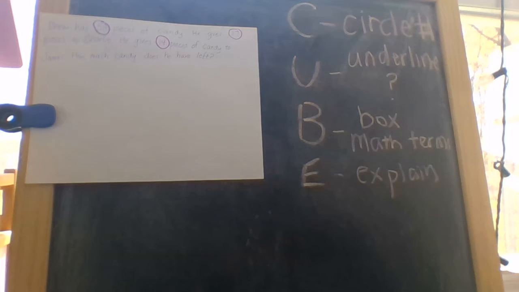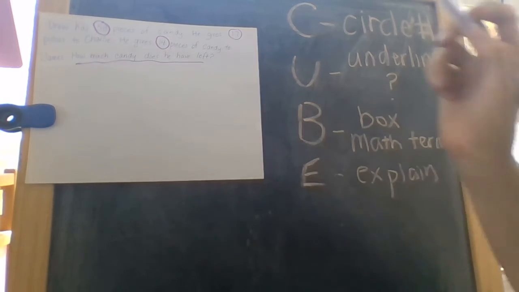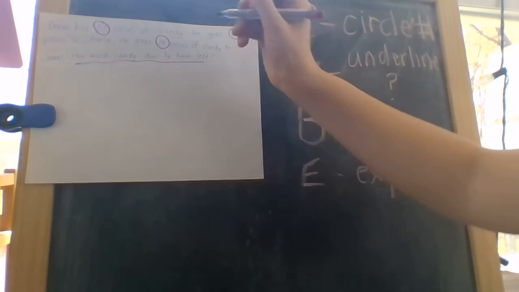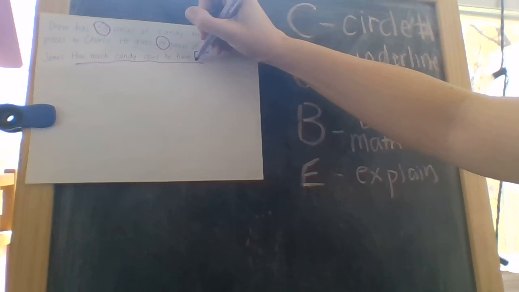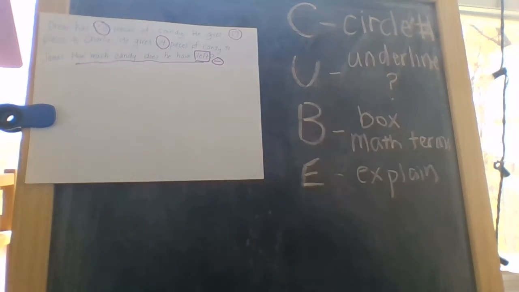Next, I'm going to underline the question. It says, how much candy does he have left? That's what we're trying to solve for. Next, I'm going to box in the math terms. The word left tells me I'm going to use subtraction. I'm taking something away.